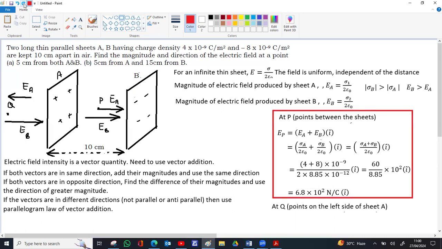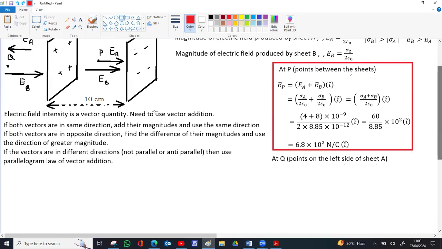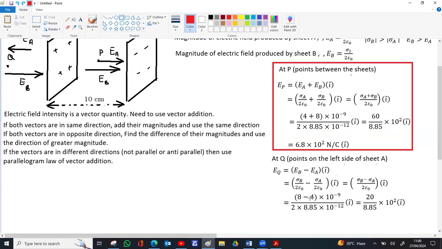Now for the second point, the only difference is they are in opposite directions. So we have to subtract the magnitudes and put the direction of the greater one. The greater one is still towards the right, i cap. So EB minus EA, the values are to be subtracted, higher minus smaller, 8 minus 4, 4, and it gets cut to 2. So like before, 1 0 will come 20 by 8.85 into 10 raised to 2, again towards the right, i cap. So this is the only question that's asked.